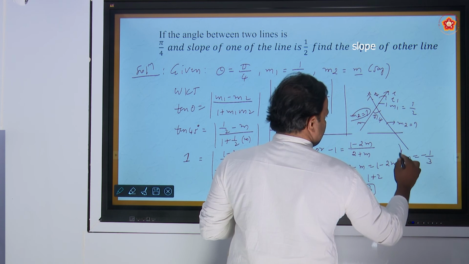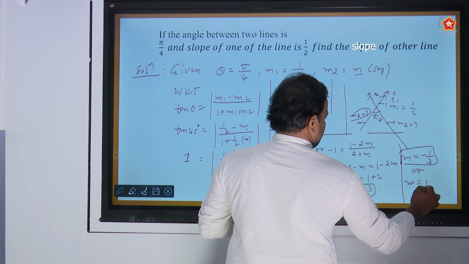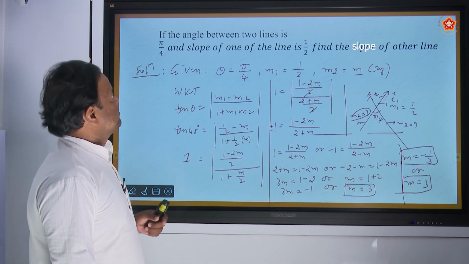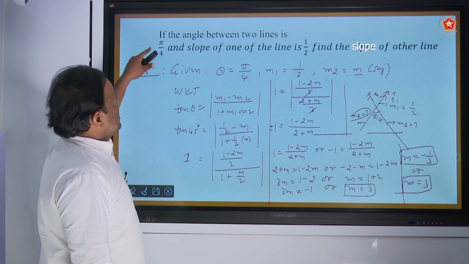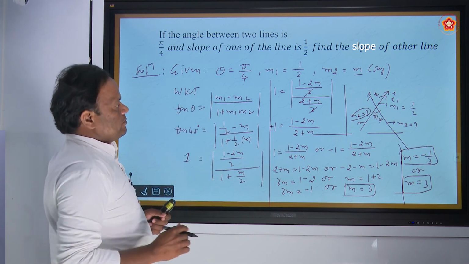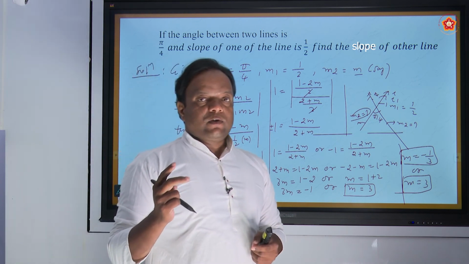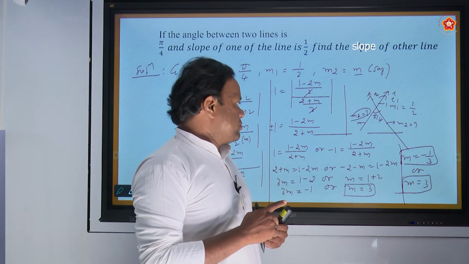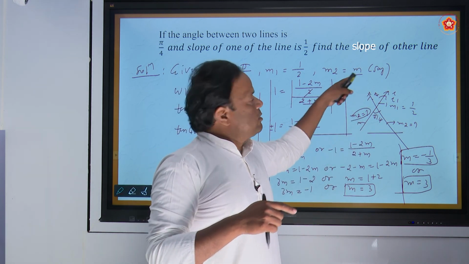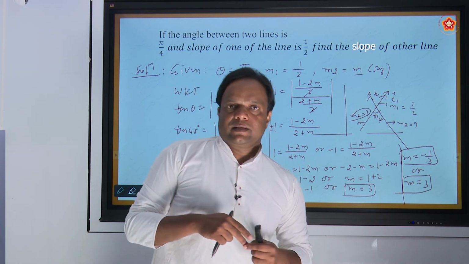Minus 1 by 3, or m equal to 3. These are the values of m when the angle between two lines is pi/4 and the slope of one line is 1/2, and the slope of the other line is 2. The slope of the other line is 2, one value is minus 1/3 and the other is 3. That is m2. M is nothing but m2, no? Slope of the other line. So the answer is minus 1/3 and plus 3.